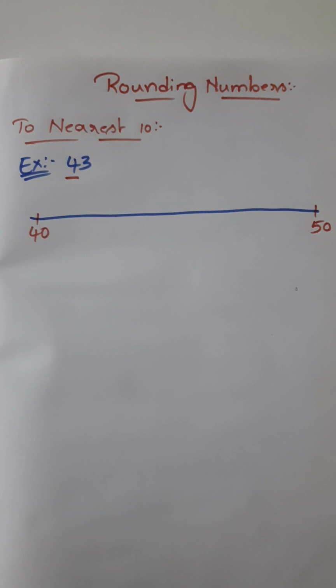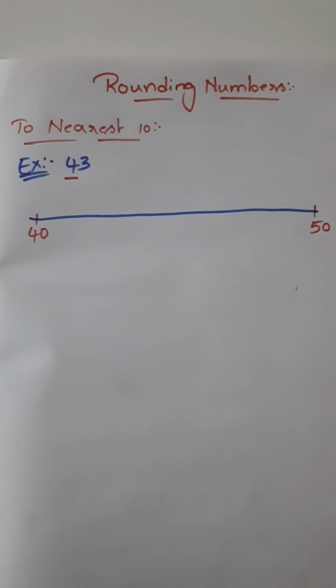Let me show you how we have to get the rounding to the nearest 10 of 43. For that, first we have to draw a line and then we have to find in which two tens the number lies. For that, first see the tens place. In tens place what number do we have there? In tens place we have 4. So we have to write 40 on our left hand side, because we have 4 in tens place and the value of 4 in tens place is 40. That we are writing on our left hand side.